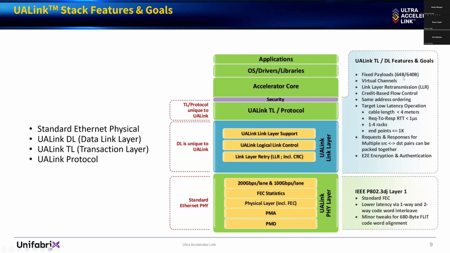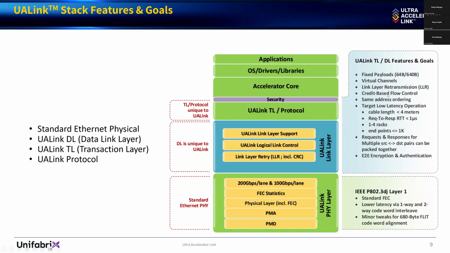64-byte flits at the transaction layer, 640-byte flits at the data link layer, with the link layer retransmissions that enable reliability on the link. If something bad happens and something doesn't get correctly to the other side, there is a way to retransmit the flit, retransmit the contents, so it's not lost.